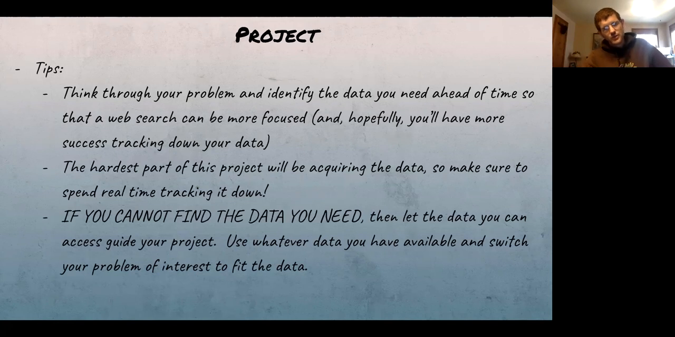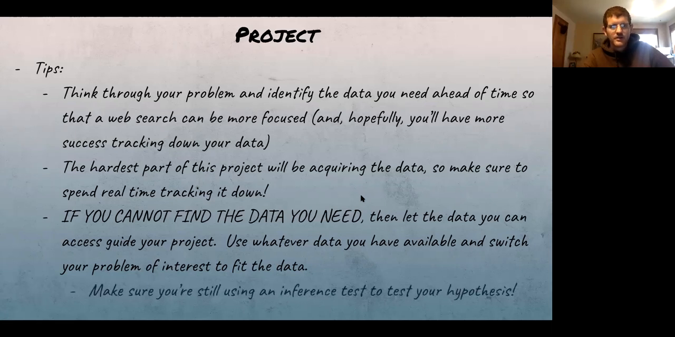All right, you wouldn't do this as a researcher in the real world, but you'd be able to collect data. I'm not asking you guys to collect data by doing surveys. I want you to just find data that's already available. So if you can't find the data available to help you with your problem, just change what your problem is. Okay, but you still need to make sure you're using an inference test to test your hypothesis.